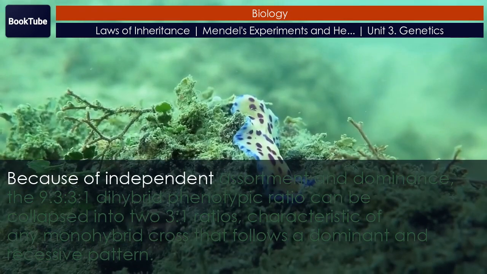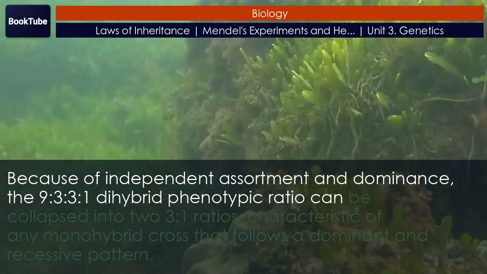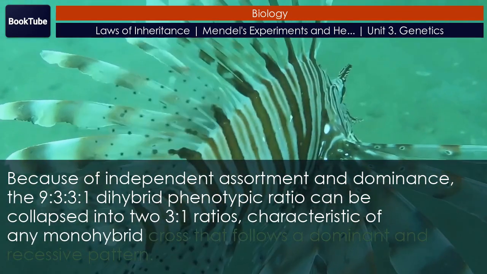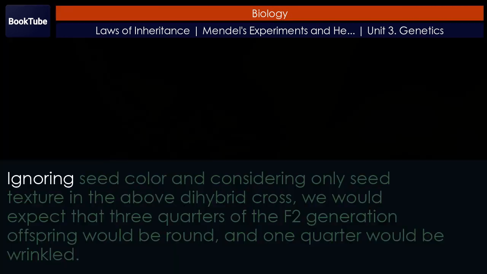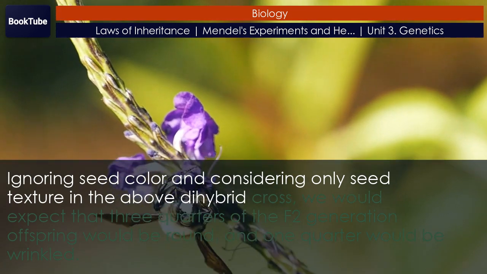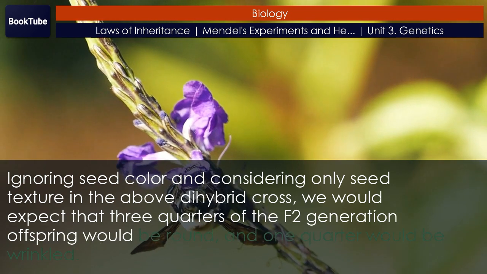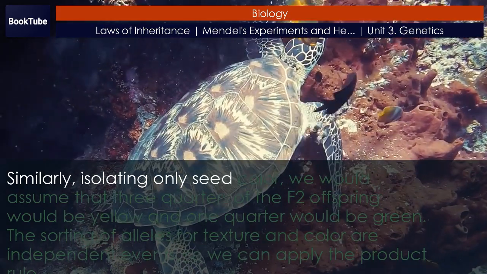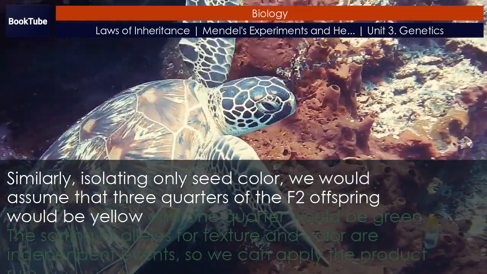Because of independent assortment and dominance, the 9:3:3:1 dihybrid phenotypic ratio can be collapsed into two 3:1 ratios, characteristic of any monohybrid cross that follows a dominant and recessive pattern. Ignoring seed color and considering only seed texture in the above dihybrid cross, we would expect that 3/4 of the F2 generation offspring would be round, and 1/4 would be wrinkled.